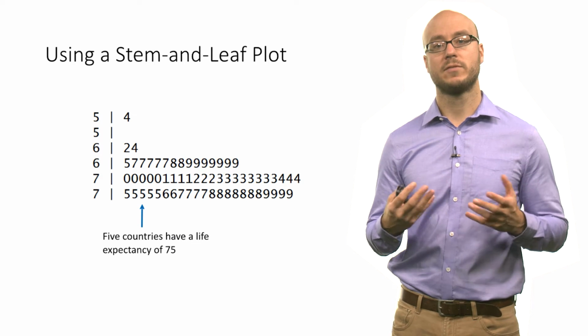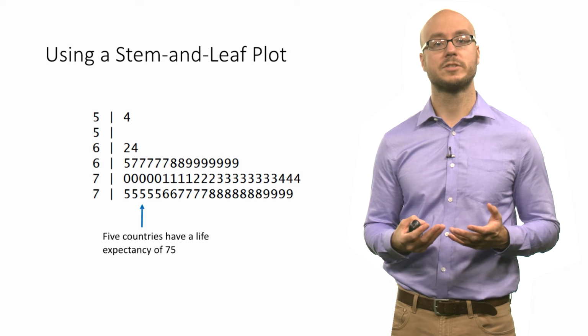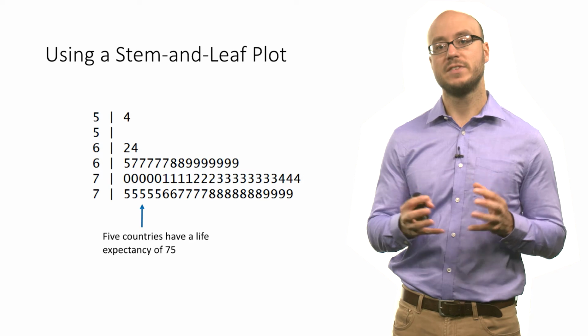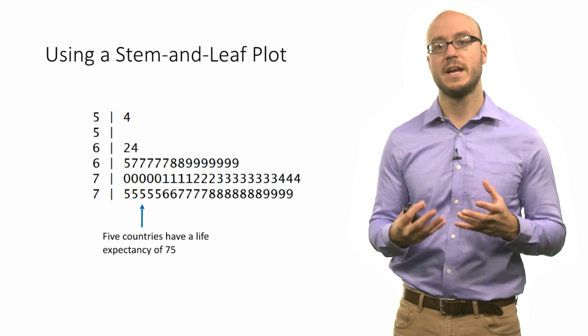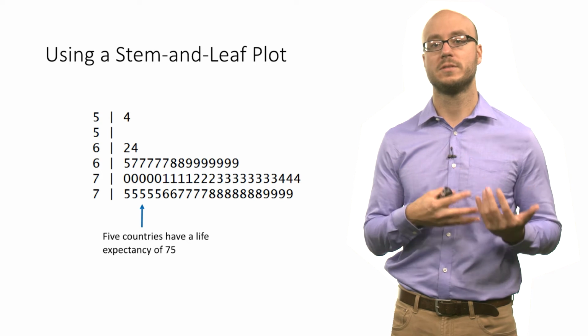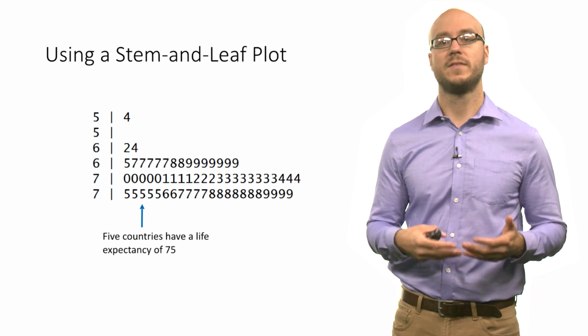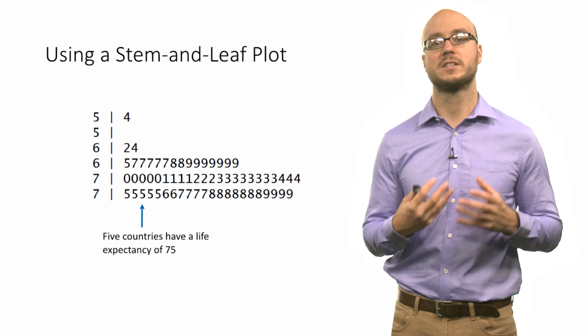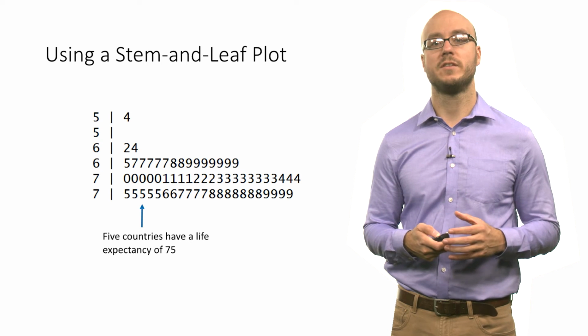We also know that, for example, 5 countries have a life expectancy of 75. So you can see that each leaf is a different observation. It's a different data point. And to reconstruct that observation or data point, you use the value of the stem. So we have 75, 75, and so on and so forth. We have these 5 countries with a life expectancy each of 75.